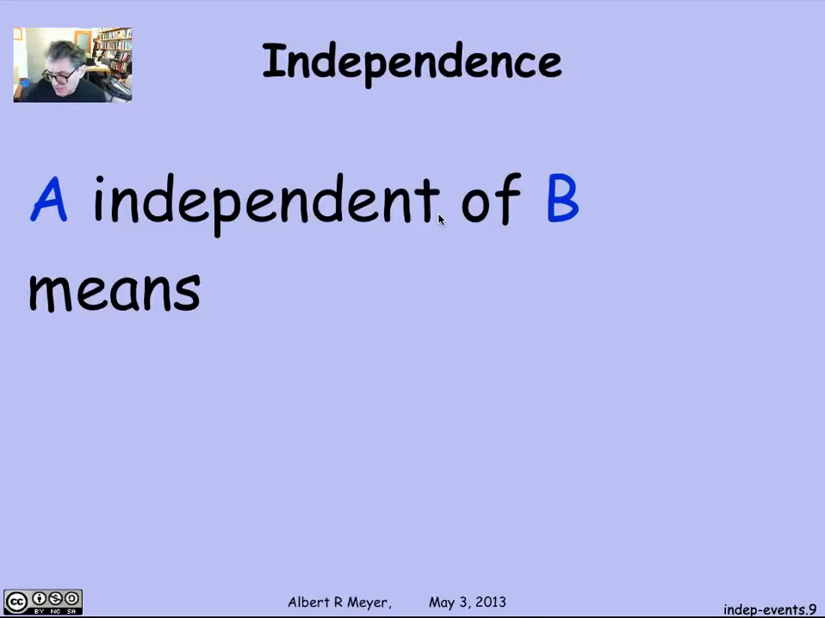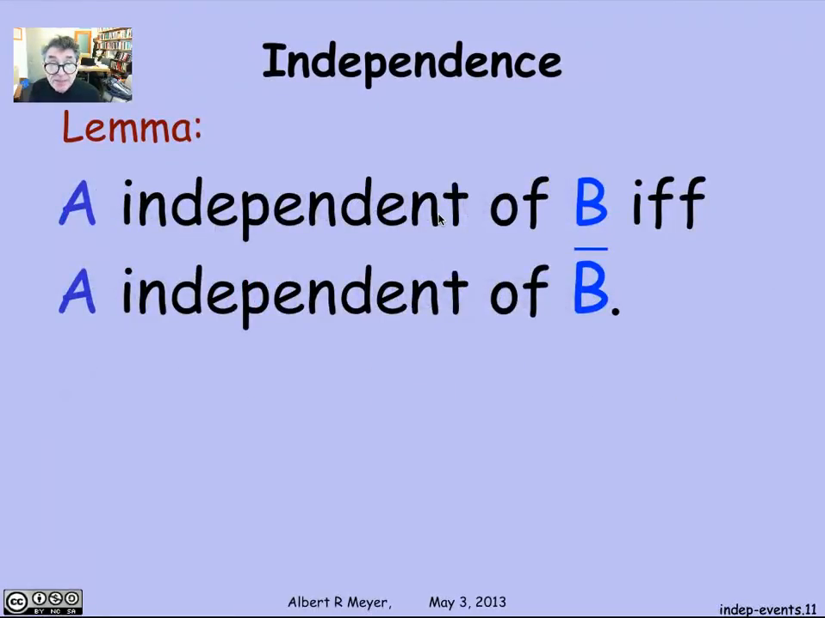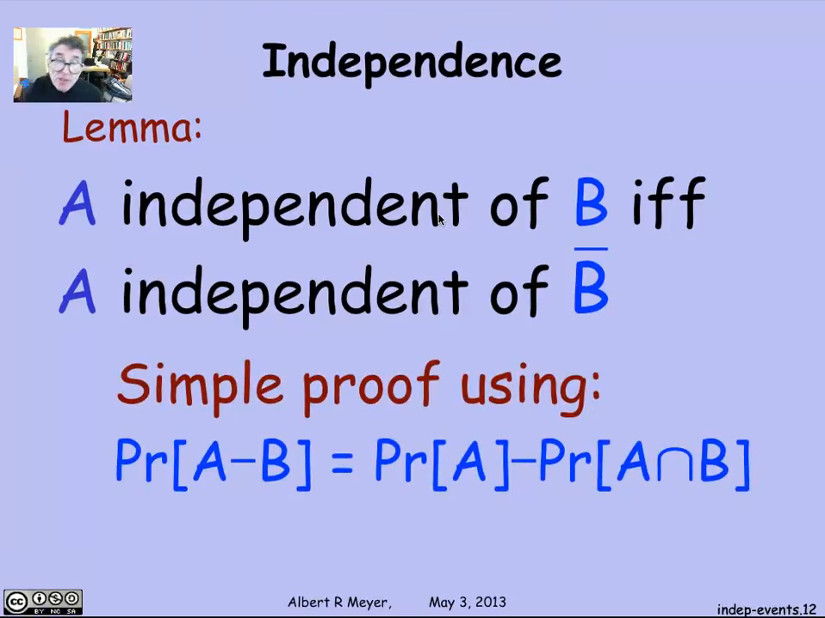Now, again, the intuitive idea that A and B have nothing to do with each other is that A is independent of B means that A is independent of whether or not B occurs. That is to say, if A is independent of B, it ought to be independent of the complement of B. And that's a lemma that's also easily proved. A is independent of B if and only if A is independent of the complement of B. It's a simple proof using the difference rule. And again, I encourage you to stop and, with a piece of paper and pencil, convince yourself that that follows with a 1-line proof.